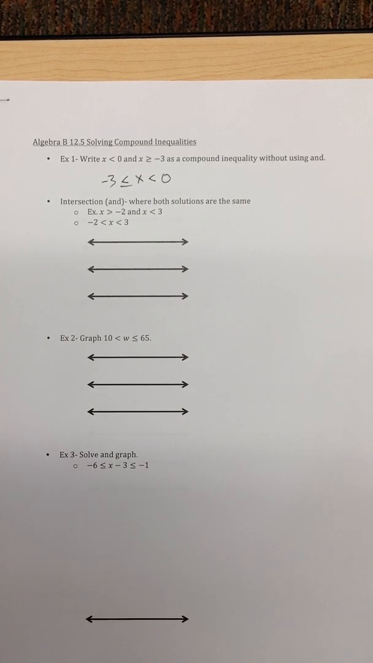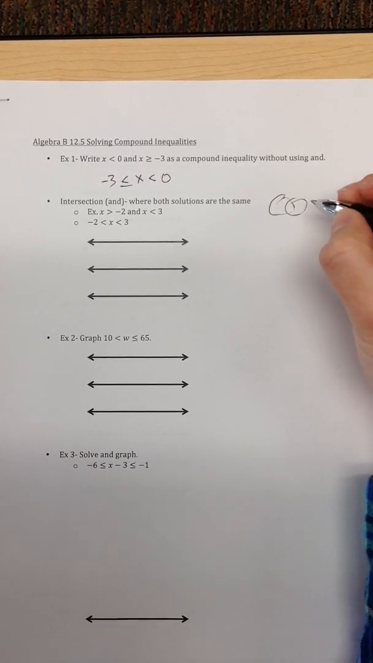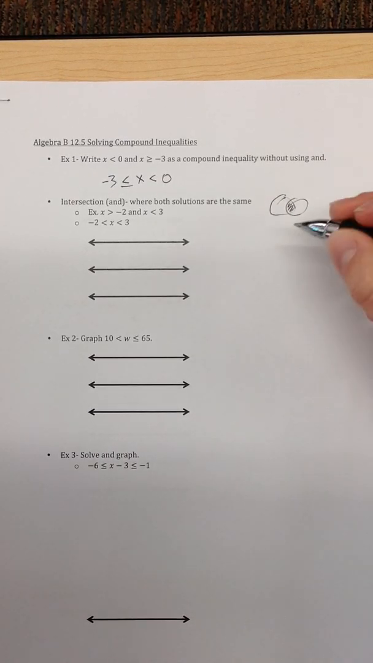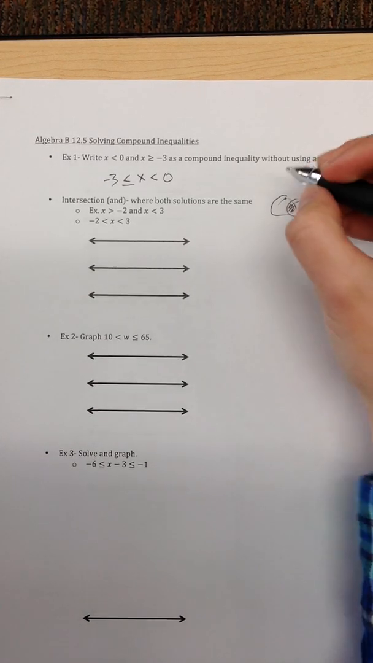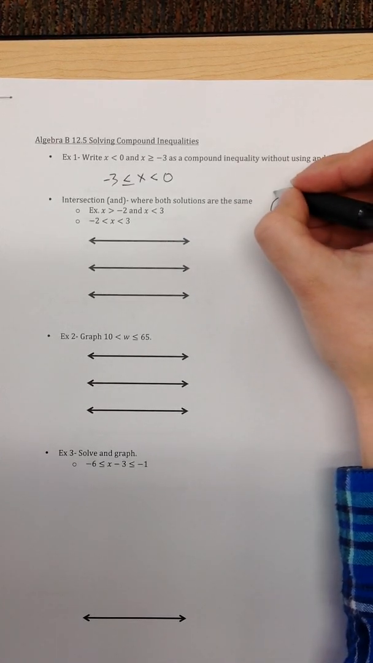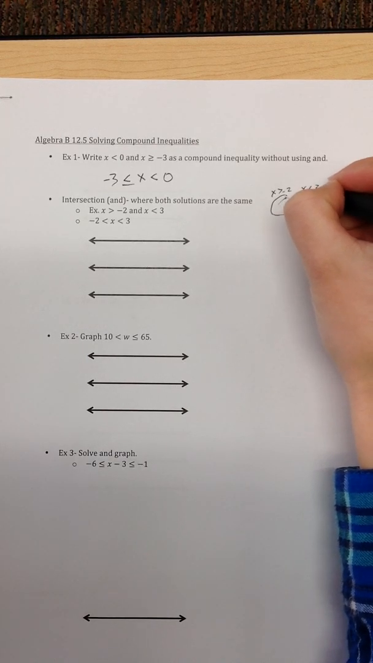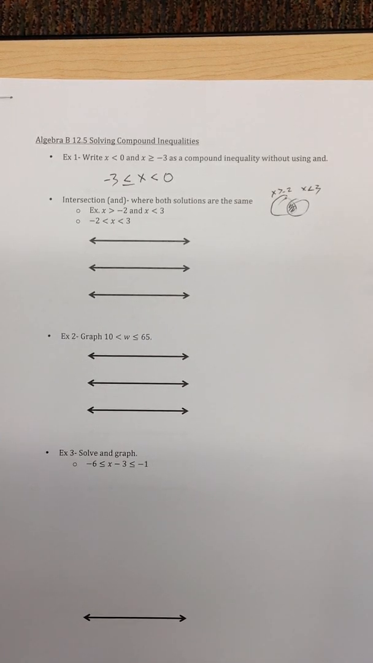Next thing we're going to talk about here is intersection problems, or what we call "and" problems, where both of your solutions are going to be the same. What they're talking about is like in a Venn diagram, the intersection of those two circles, the middle part would be things that work for both of those. So one of these circles in this case would be x is greater than negative 2, and the other circle would be x is less than 3, and what we want to graph or find is the ones in the middle that would work with both groups.